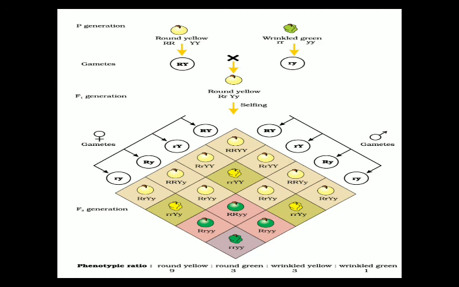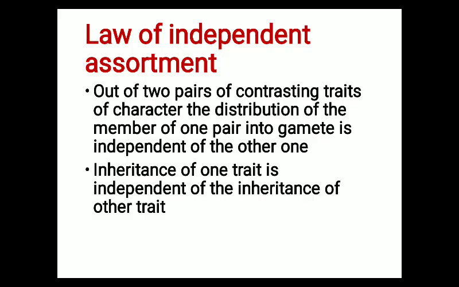Suppose the gene which codes for the round seed of the pea plant comes into any gamete. Then it is not necessary that the gene which codes for the dominant trait of the other character will also come into that gamete. So it is independent of the other pair. This is the law of independent assortment. Similarly, we can define it as: inheritance of one trait is independent of the inheritance of other trait.